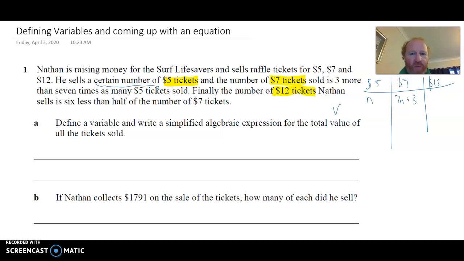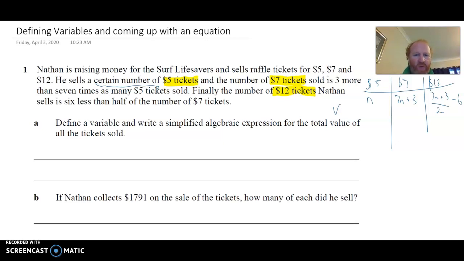And then the number of $12 tickets, finally, the number of $12 tickets is 6 less than half the number of $7 tickets. So what's the $7 tickets? The $7 tickets is 7n plus 3. Half of that, less than, not adding, subtracting 6. Now that's complicated.